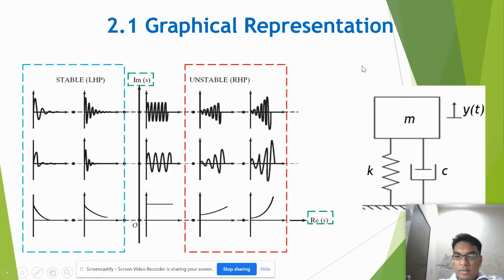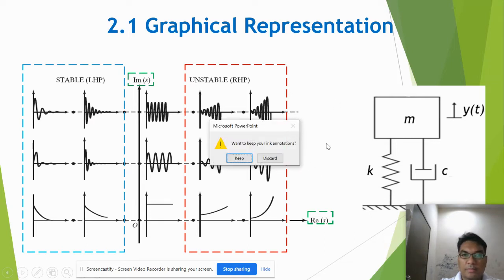The next one is the important part, which is the graphical representation. Previously it was already explained, but I want to emphasize this again.